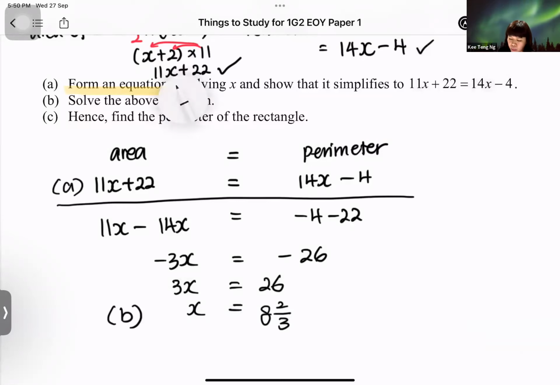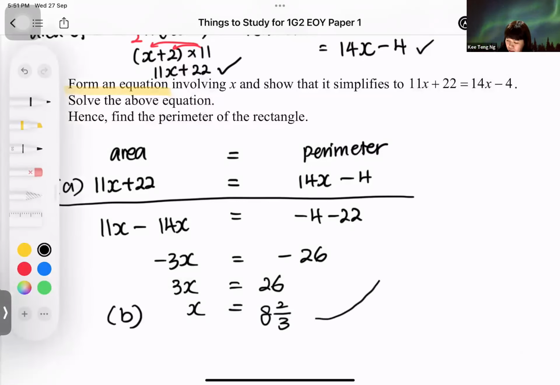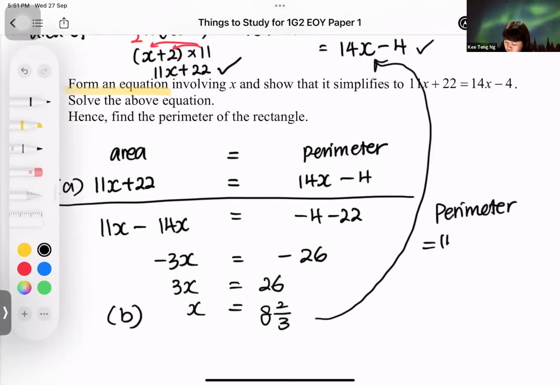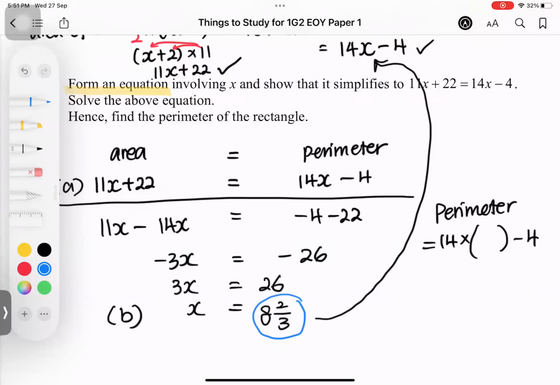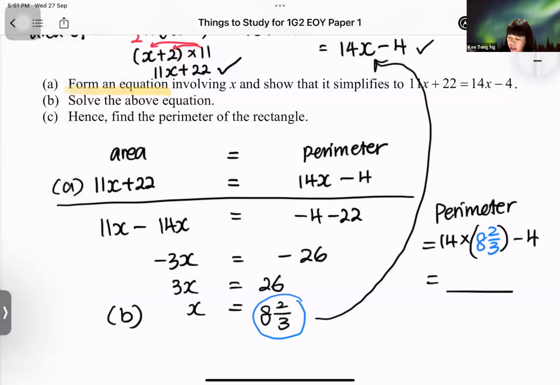Then now I want to find the perimeter of the rectangle. I plug this one inside here. The perimeter is 14 times x minus 4. What is the x that we found? 8 2/3. So you leave this to your calculator, then you get your answer. Is that okay?